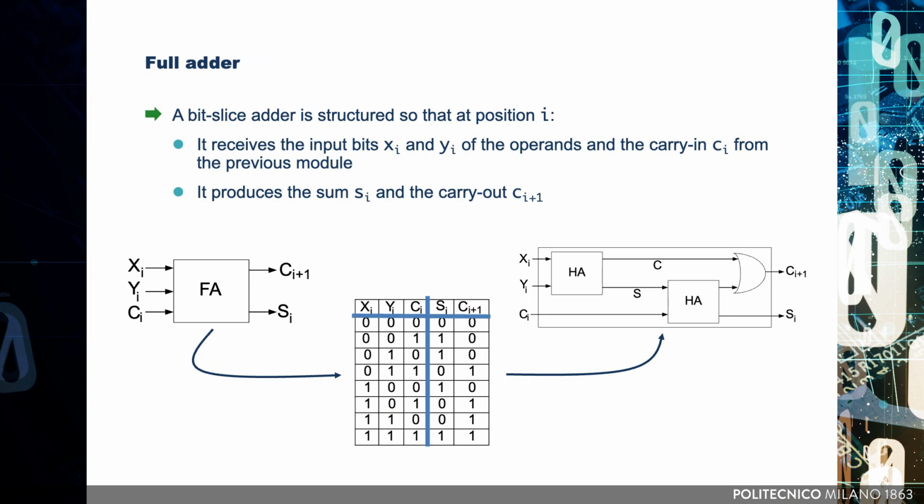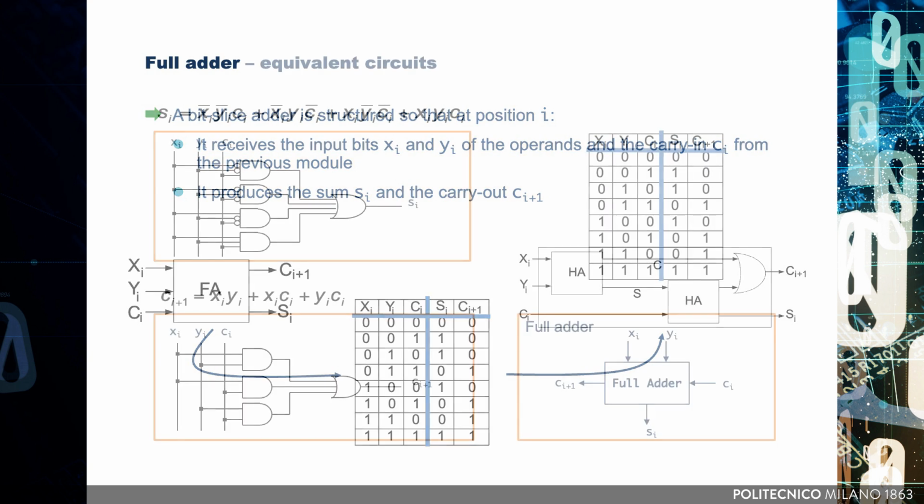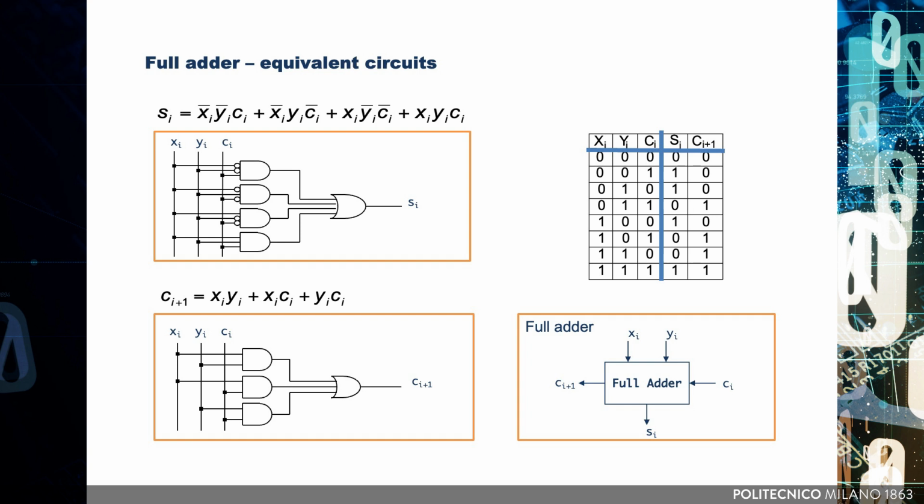The figure below shows the truth table for the full adder and its equivalent circuit, composed of two half adders and one OR gate. The truth table shows that the sum output is 1 when the number of ones on the three inputs is odd, that is 1 or 3. For the carry output, it is 1 when at least two ones are present at the inputs, that is 2 or 3. Starting from the truth table, we can derive the equivalent logic circuits used to compute the sum output si and the carry out signal ci plus 1. In both cases, we observe that each output can be generated with a latency of 2 logic levels.